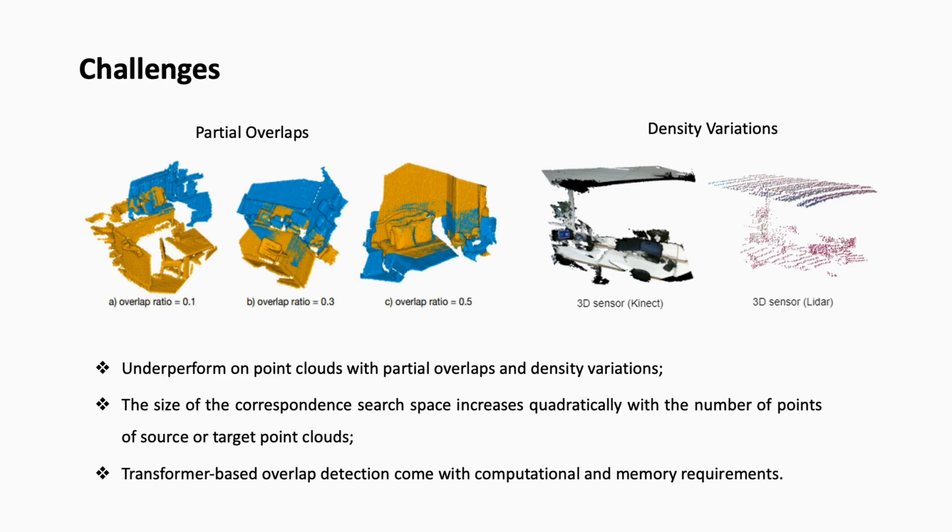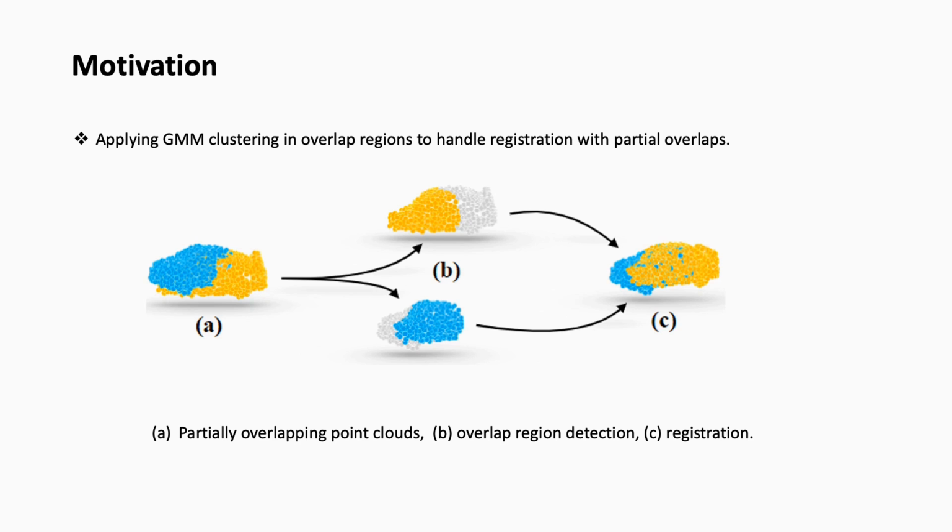Furthermore, for correspondence-based methods, the size of the correspondence search space increases quadratically with the number of points of source or target point clouds. We are motivated to apply GMM clustering in overlap regions to handle registration with partial overlaps.